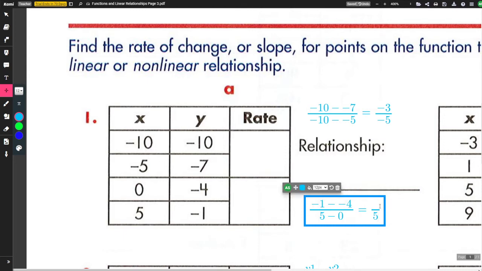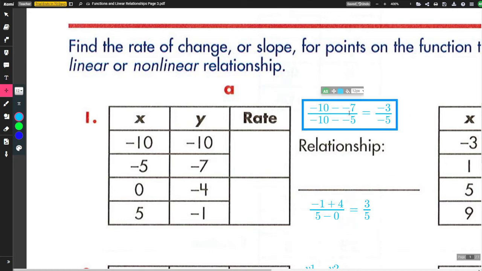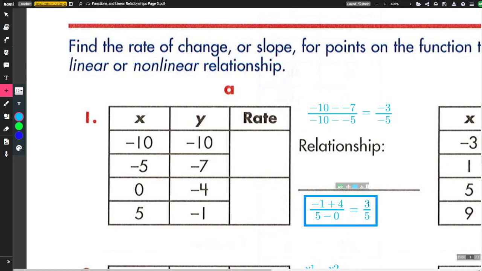Now 1 minus -4. That's tricky. So what I'm going to do is, since they're two negatives, I'm just going to make them a positive. So this is kind of like 4 minus 1, which is 3. So these two are actually the same, because a positive divided by a positive will get you a positive. A negative divided by a negative will get you a positive.